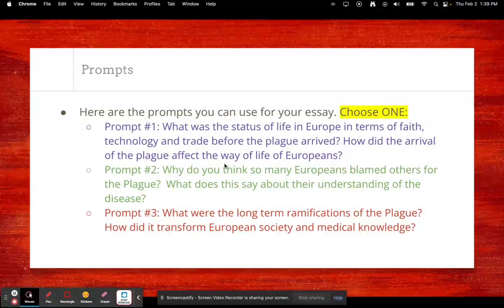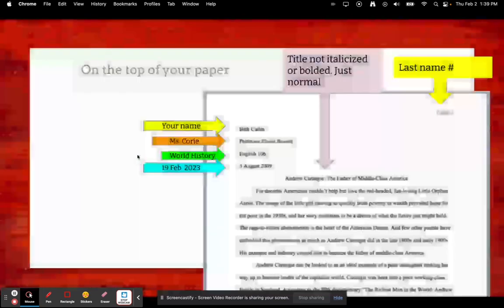All right, so again, here are the 3 prompts. You're going to choose one of those prompts. Prompt number 1 was, what was the status of life in Europe in terms of faith, technology, and trade before the plague arrived? How did the arrival of the plague affect the way of life of Europeans? Prompt number 2, why do you think so many Europeans blamed others for the plague? What does this say about their understanding of the disease? And prompt number 3, what were the long-term ramifications of the plague? How did it transform European society and medical knowledge?